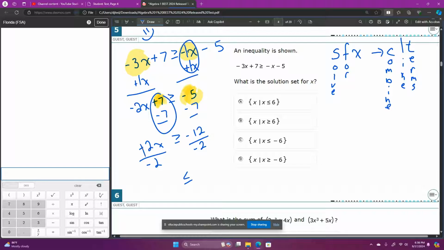So these negatives cancel out, these 2's cancel to a big old 1. So we're just left with 1x, or just x, is less than or equal to. A negative divided by a negative is a positive. 12 divided by 2 is 6. X is less than or equal to 6, which is right here.